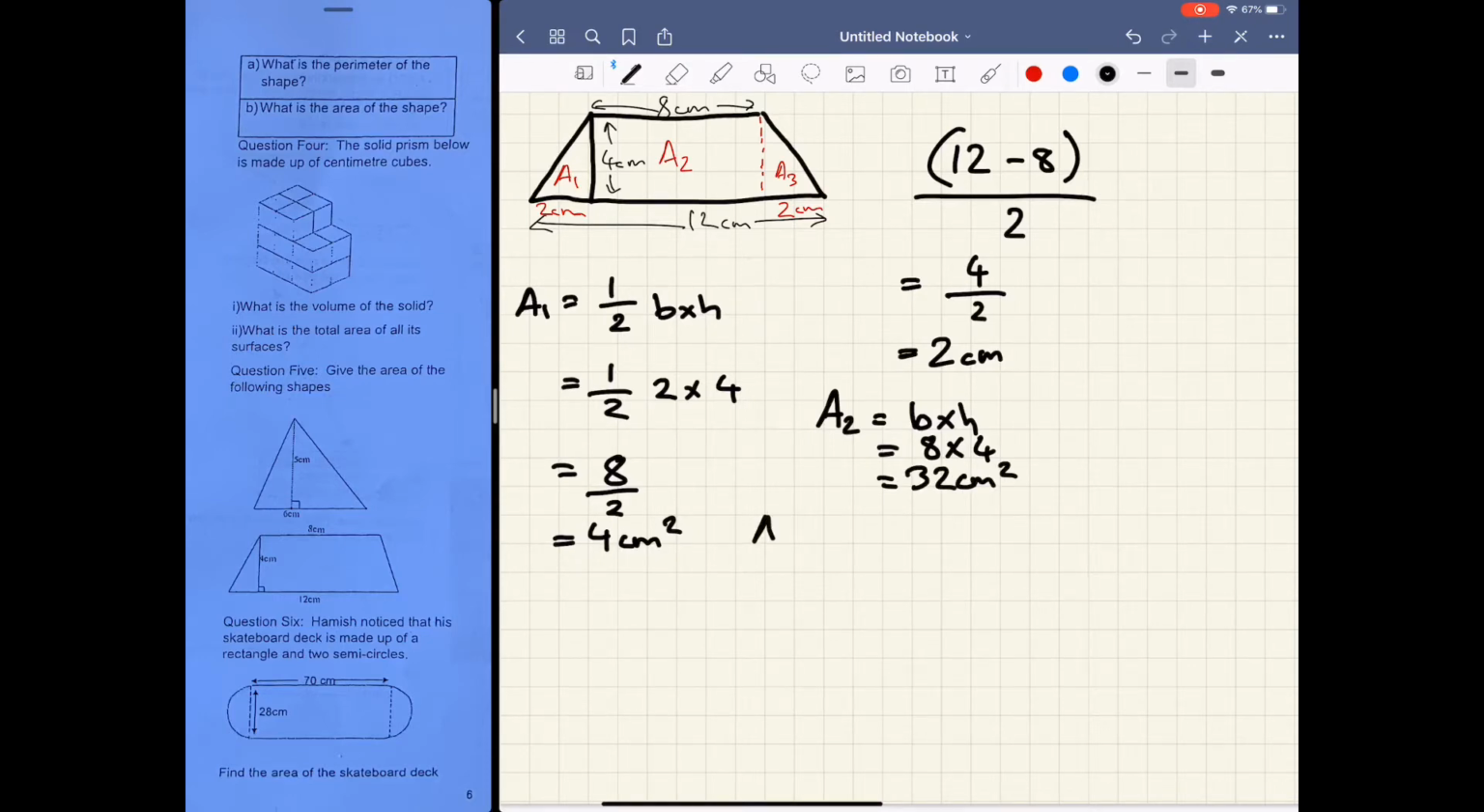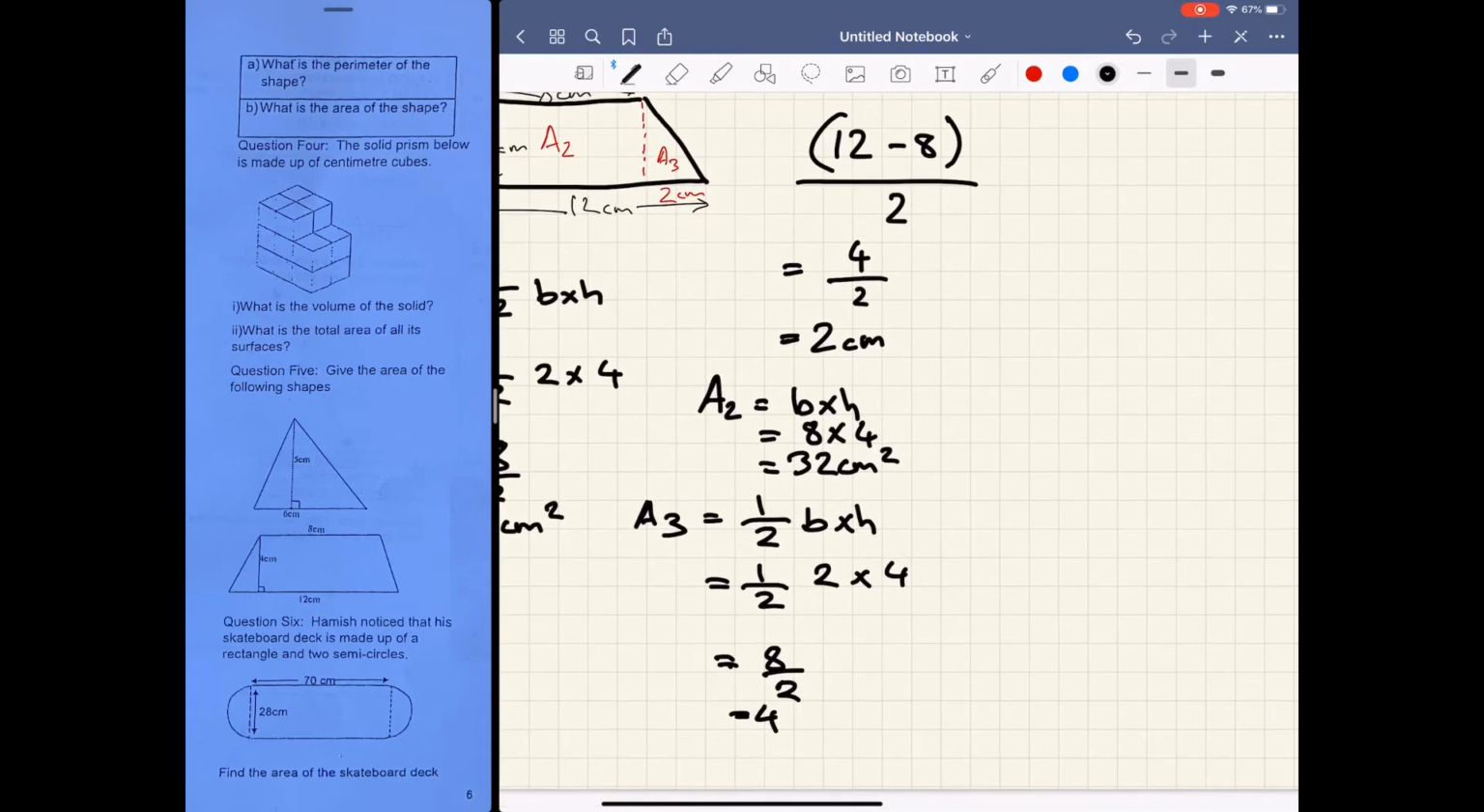And area 3 equals, again, area of a triangle, half base times height, which equals half times base, which is 2 centimeters, times height, which is 8 divided by 2, which equals 4. Right, now it's asked for the total area.